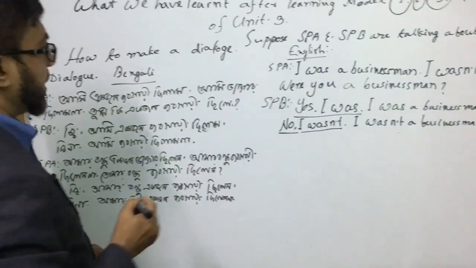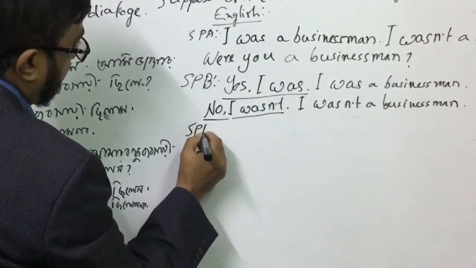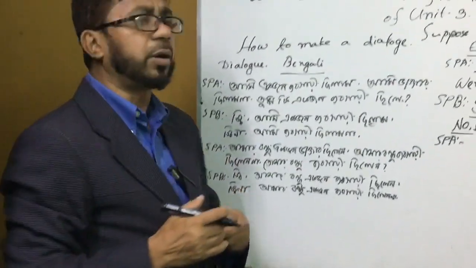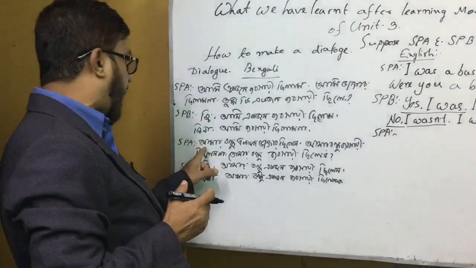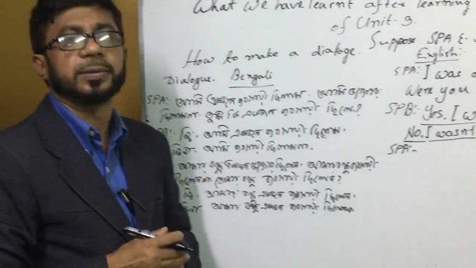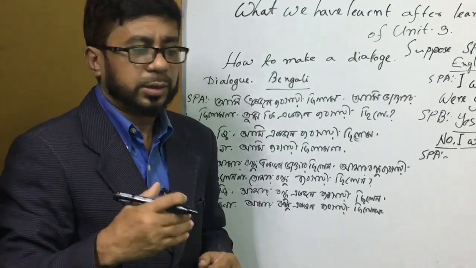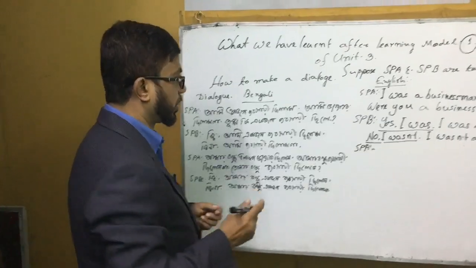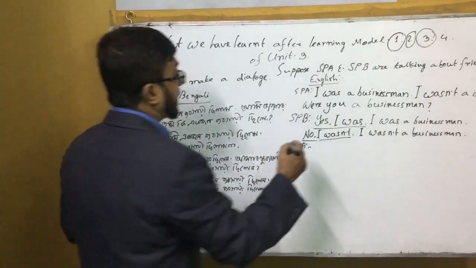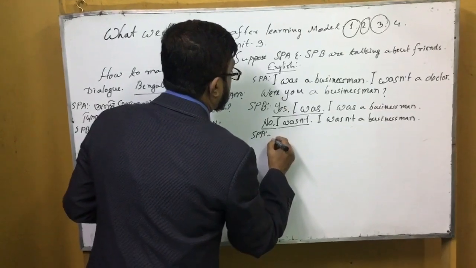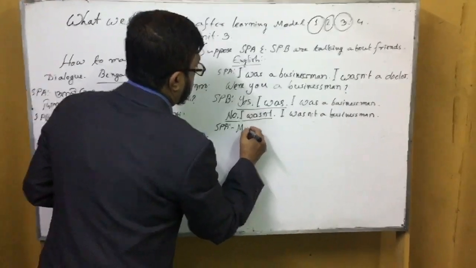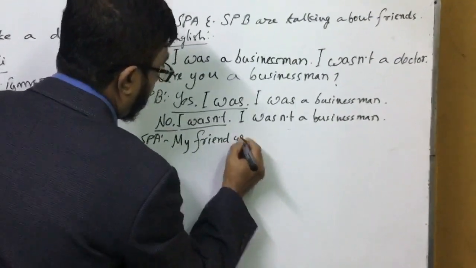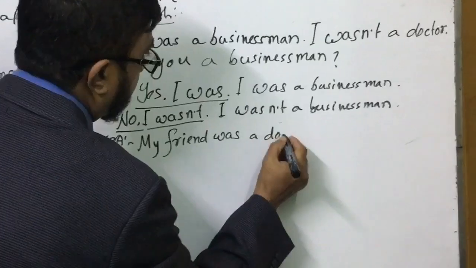Okay, now speaker A is saying again. Let's see what he is saying. He is saying about his friend, "আমার বন্ধু একজন ডাক্তার ছিলেন." তিনি ছিলেন, he was. Instead of তিনি, I can say আমার বন্ধু. So আমার বন্ধু in English, আমার, my, friend, was a doctor.